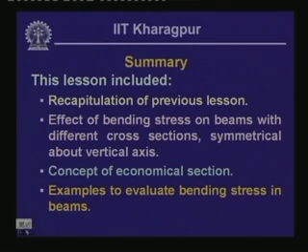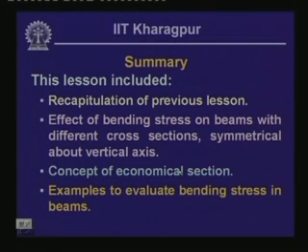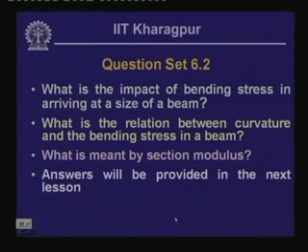Now, to summarize, in this particular lesson we recapitulated the aspects of the previous lesson. We have looked into the effect of bending stress on beams with different cross sections. Of course, the sections are symmetrical with respect to the vertical axis, but could be unsymmetrical with respect to the horizontal axis. Then we looked into the concept of economical section, and also solved some examples to evaluate bending stress in beams.